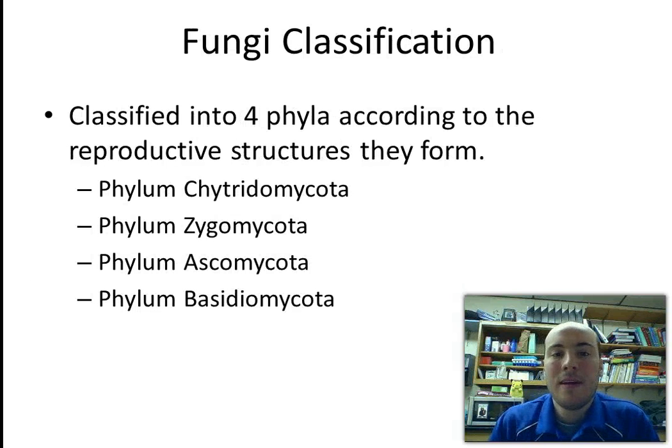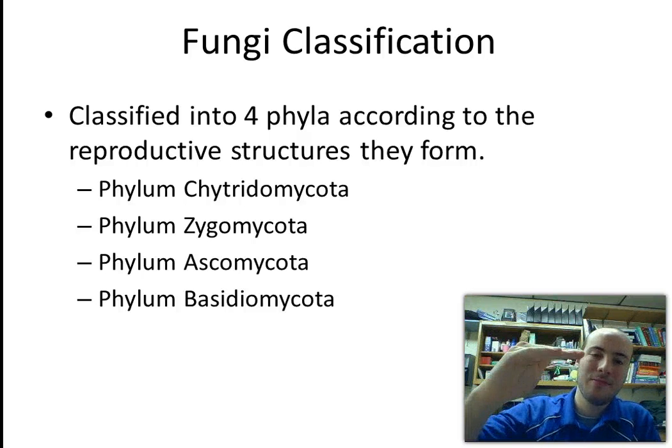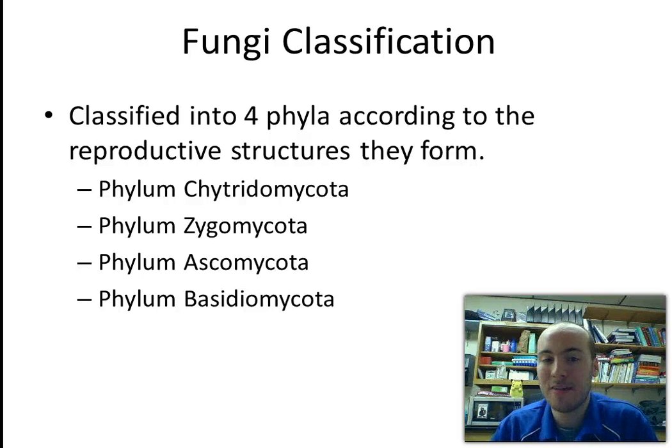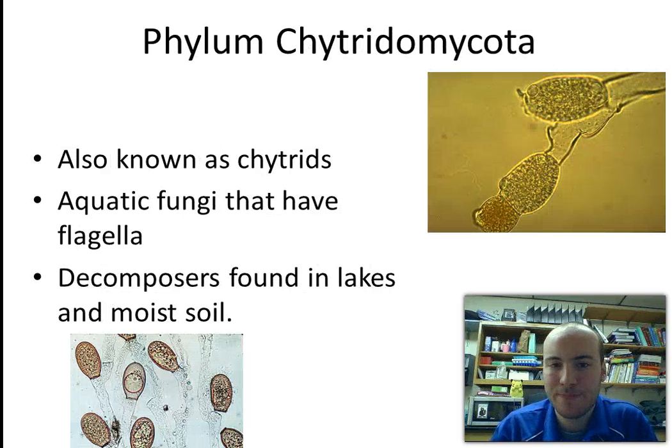Now we're going to look at the four phyla of fungus. Now remember, you have domain, then you have kingdom, then you have phyla. Phyla is the plural of phylum. So there are four phyla. Phylum Chytridomycota, phylum Zygomycota, phylum Ascomycota, and phylum Basidiomycota. So let's take a look at those real quick.